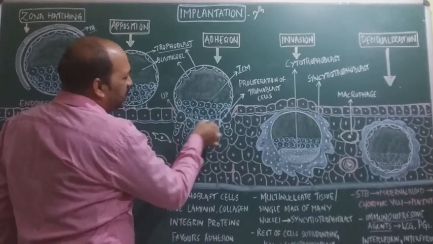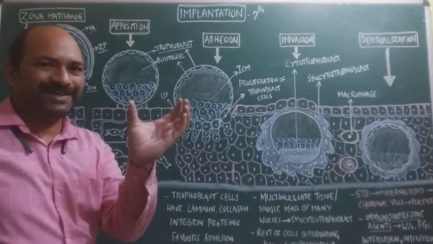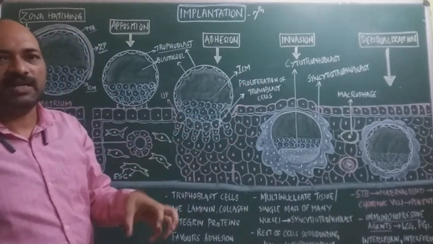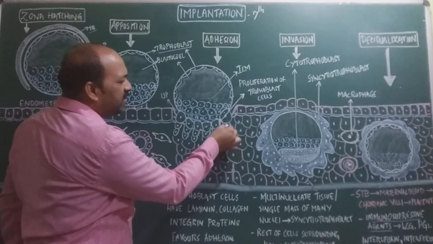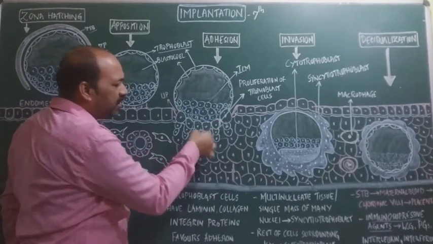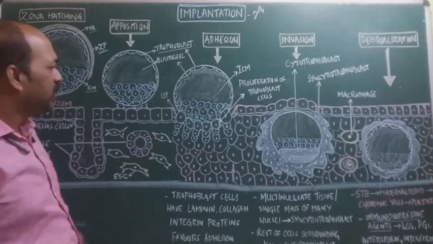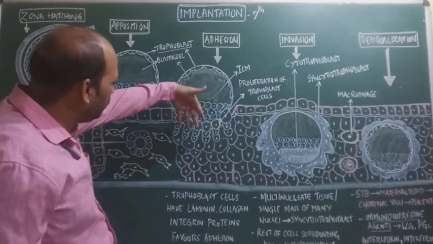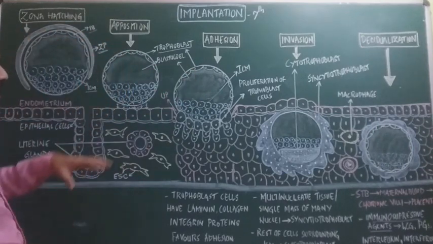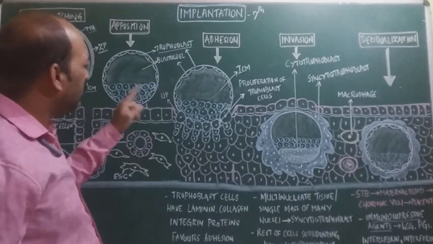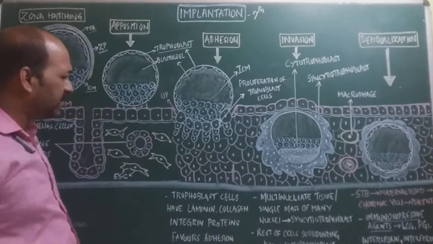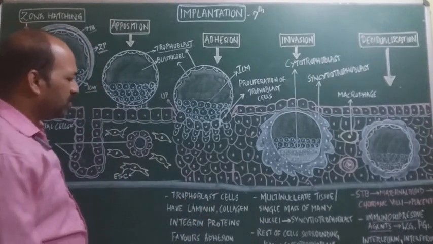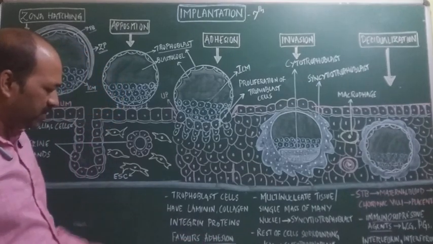The trophoblast cells which are very close to the uterine crypt start undergoing proliferation, which means they start dividing, and once they start dividing, they start penetrating into the layer of the endometrium. Once the penetration occurs, the blastocyst gets firmly attached to the endometrium, and this process of attachment is facilitated by proteins like laminin, collagen and integrin. So these proteins favor the process of adhesion.